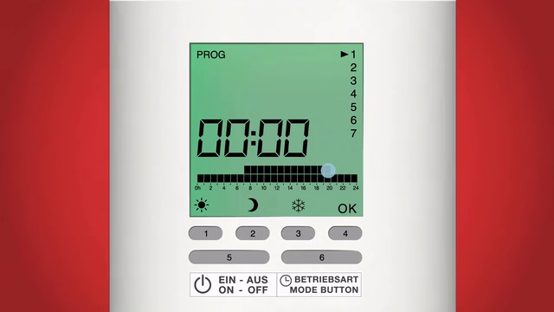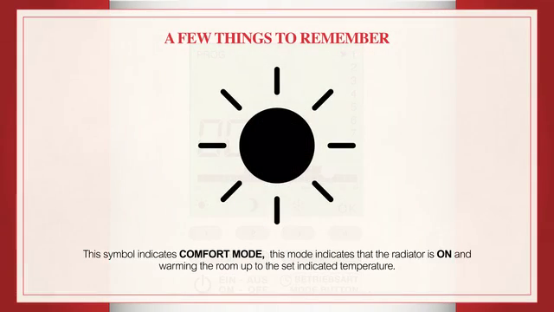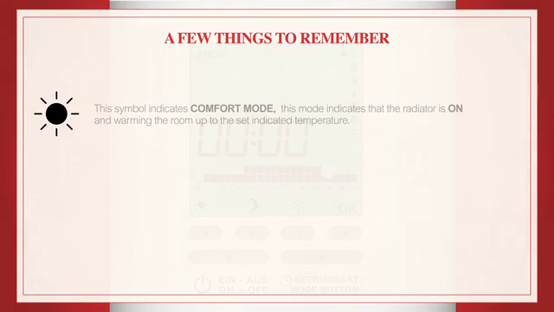Before we continue, let's take a look back at what is meant by comfort, frost, and setback. Comfort mode is indicated by this symbol of a sun. When the radiator is in comfort mode, the radiator is on and heating you and your room to the desired temperature which has been set on the comfort mode display.